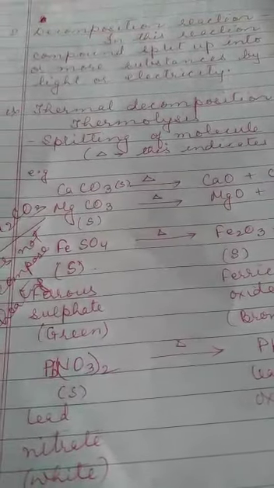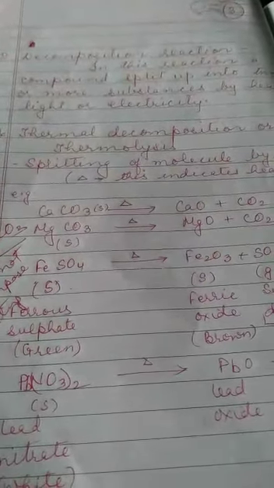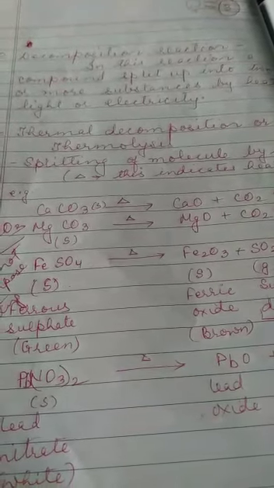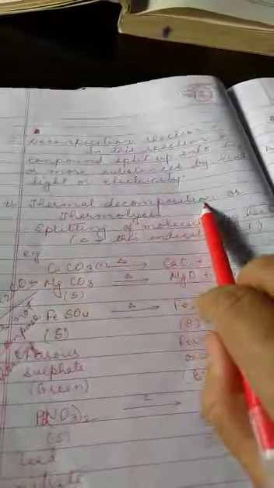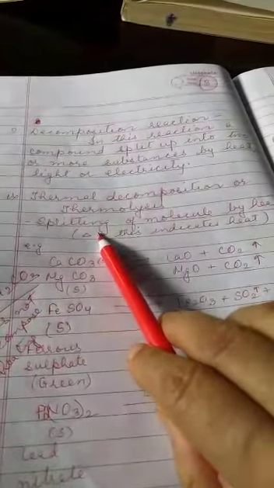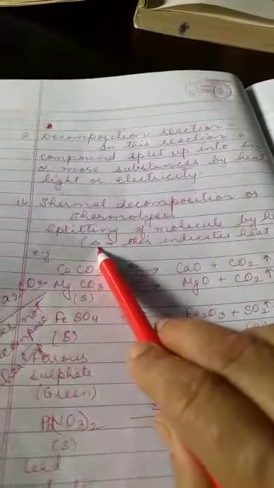Okay. Now, decomposition reaction. As you know from the word, decomposition means to split, to break the compound. In this reaction, a compound splits into two or more substances by heat, light, or electricity. We can decompose a compound by the action of heat, light, or electricity. Let's start with action of heat, thermal decomposition or thermolysis, the splitting of a compound by heat. This triangular shape, delta, is used to indicate heat.